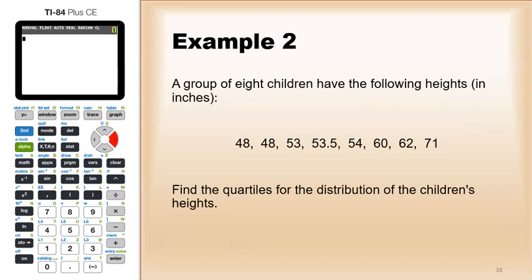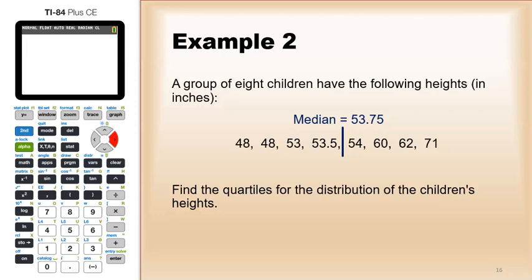All right, here is a group of 8 children with the following heights in inches. The question is, find the quartiles for the distribution of the children's heights. So first off, we want to find the median. That's going to be in the middle of the data set. So right there would be the median. I split the difference, and I find the median is 53.75.